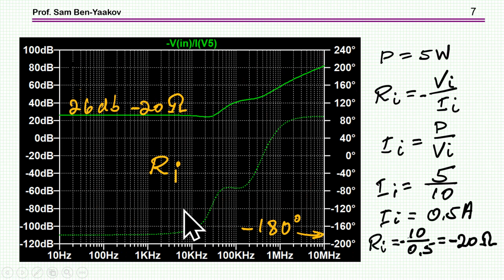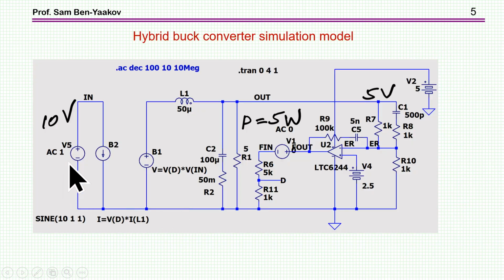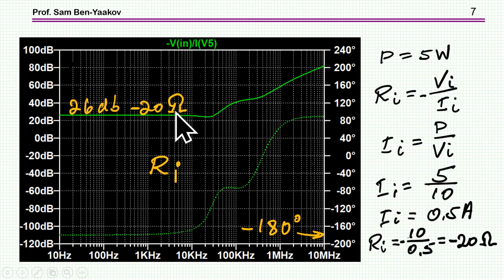What about the incremental impedance? This is done by running an AC analysis here and looking at the AC current and voltage, dividing the voltage by the current. And here is what I'm getting. This is the amplitude and this is the phase. This corresponds to minus 20 ohms. Why minus? Because we have a phase of 180 degrees, as expected.